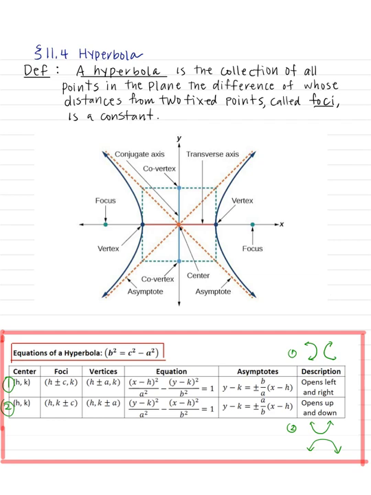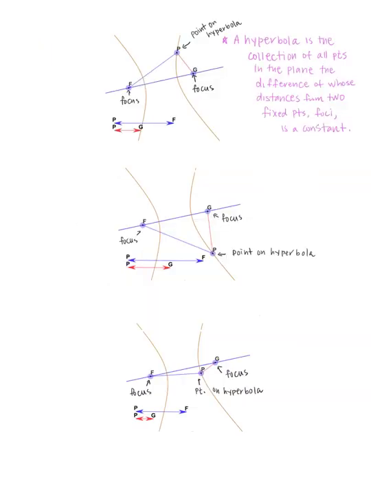Notice that on the top one we have x minus h. So x comes first before the minus sign. In that case, our hyperbola is going to open right and left. Now for the second one, we have y minus k. So the y comes first before the minus sign. In that case, we're going to get a hyperbola that's going to open up and down.